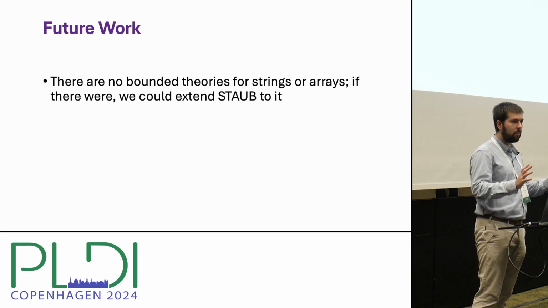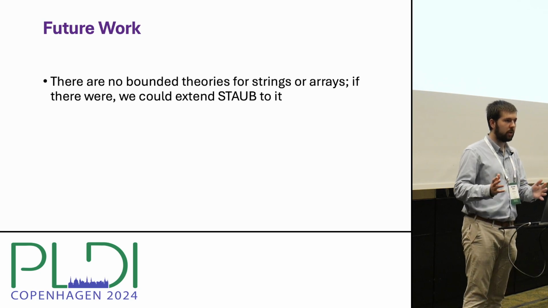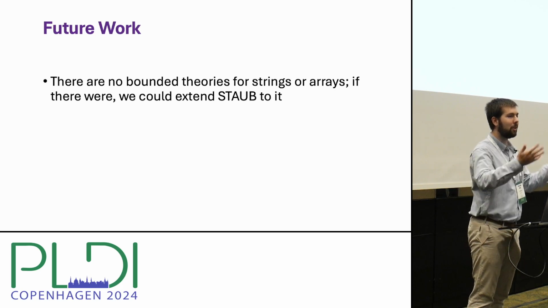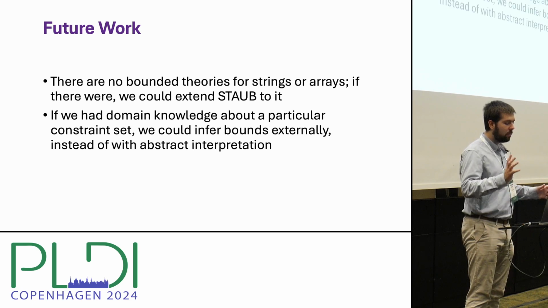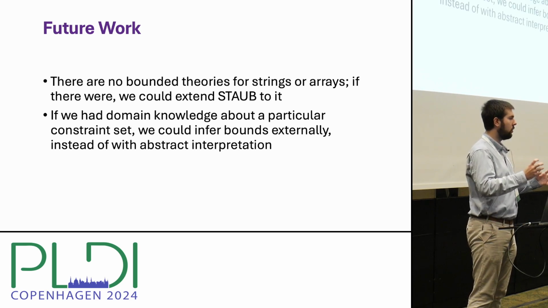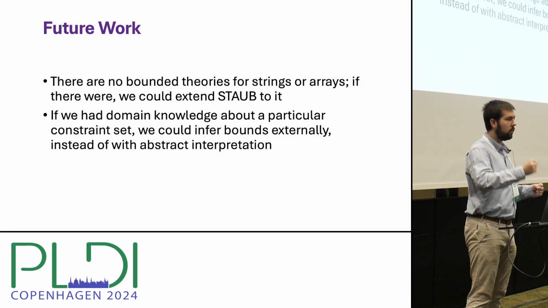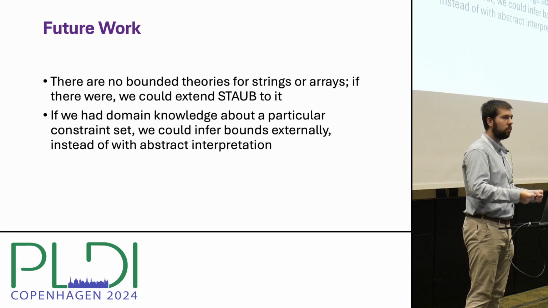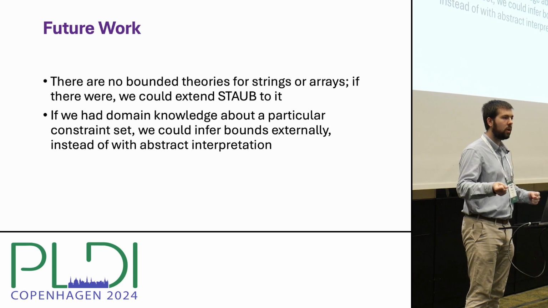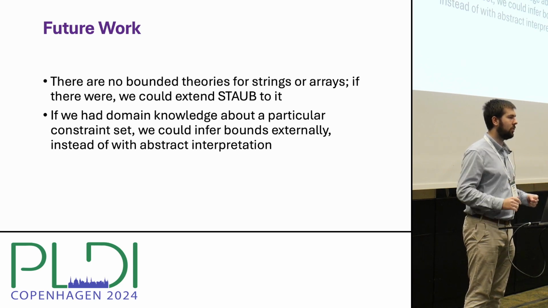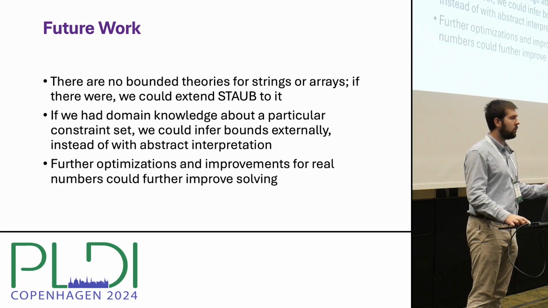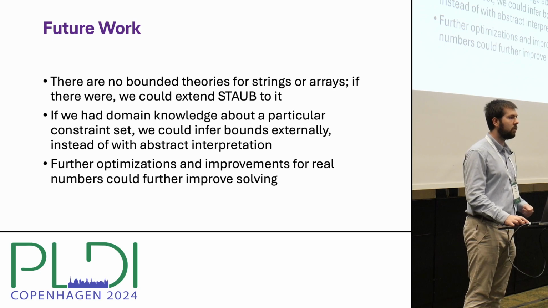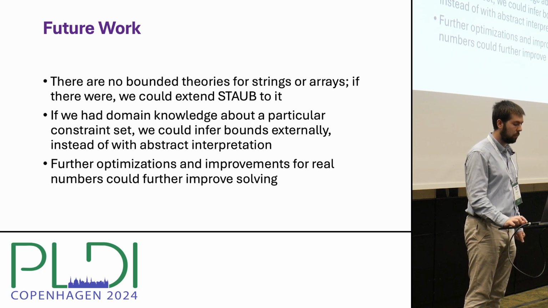A couple of notes on future work. First, there aren't any bounded theories for strings or arrays, but if someone wants to make one, we could apply this strategy to those. And if we had some extra domain knowledge about a particular set of constraints, then we could use that domain knowledge to inform what widths we pick instead of abstract interpretation, and then we might be able to skip the bound verification step that goes at the end. And finally, we could make further optimizations for real numbers, which I didn't talk about much in this talk, but you can find more about in the paper.